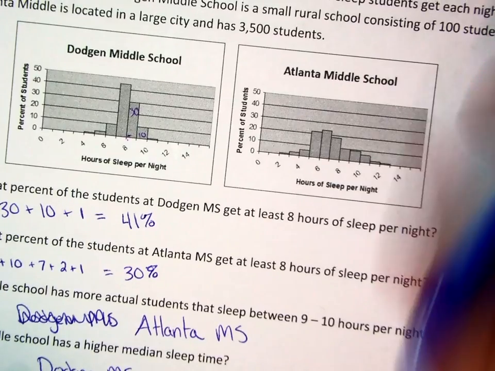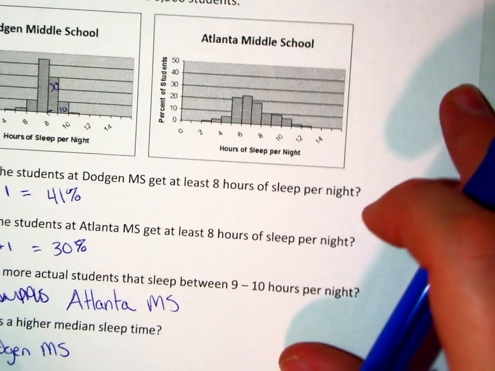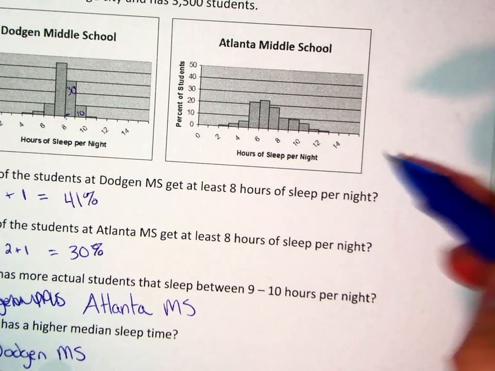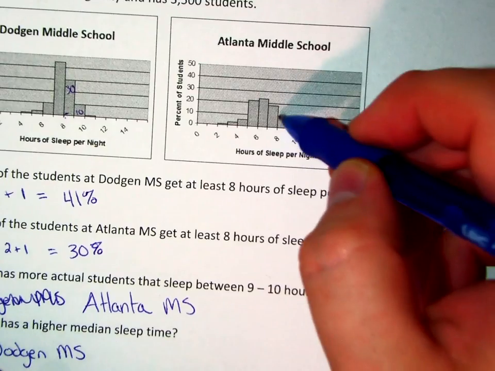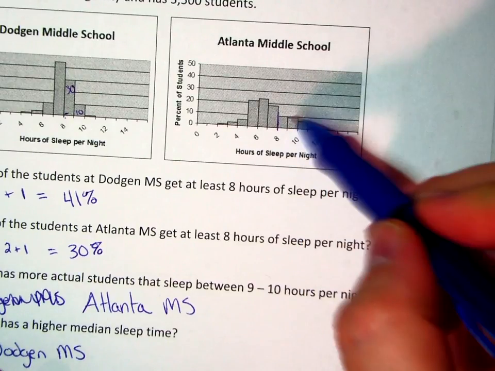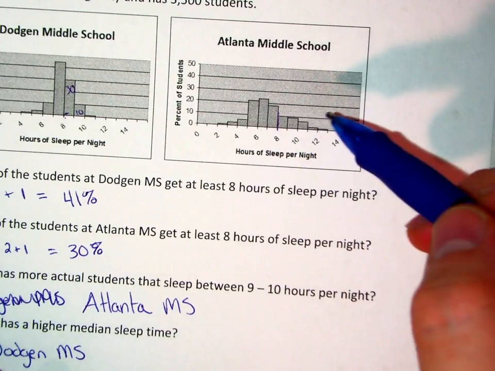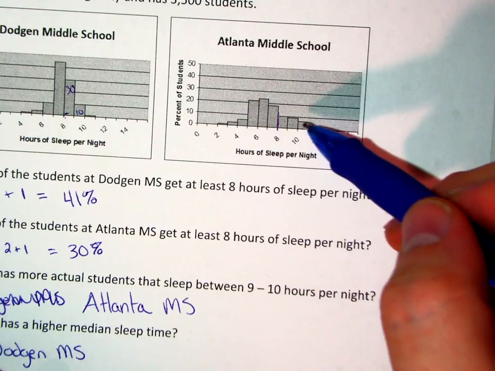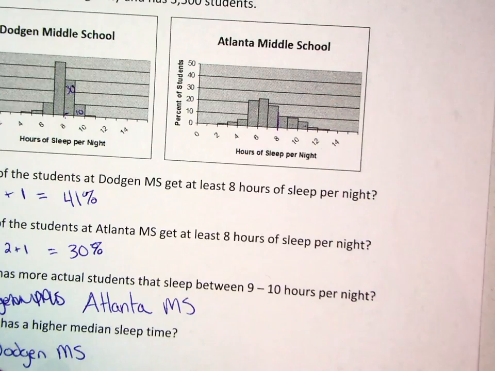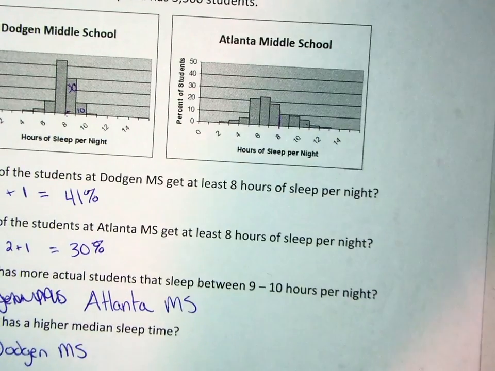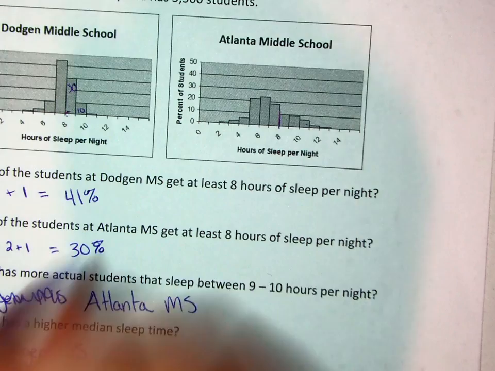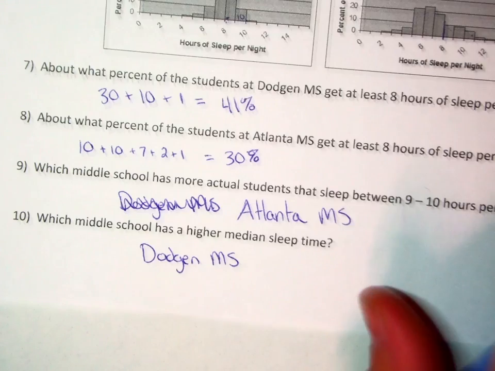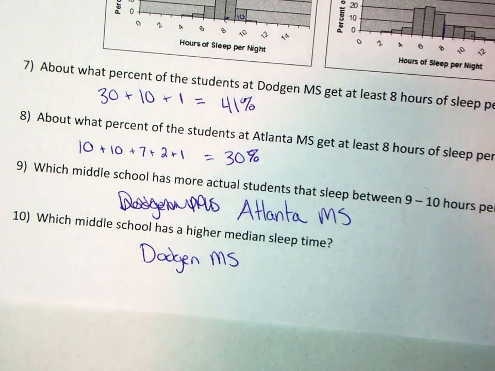I have to make the same estimation on problem number 8. How many got at least 8 hours of sleep? Again, I find my 8 hours. It appears we have 10, 9, 7, 2, 1. So that would be approximately 29%? I think I rounded that up to 30% by using 10-10.